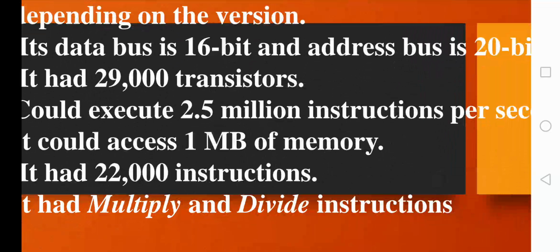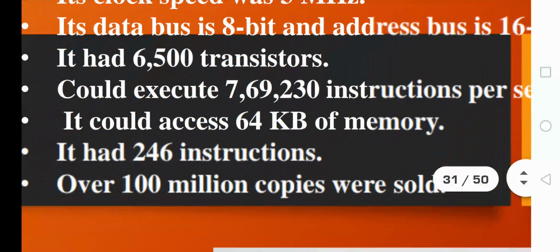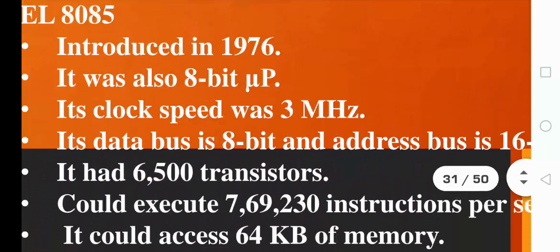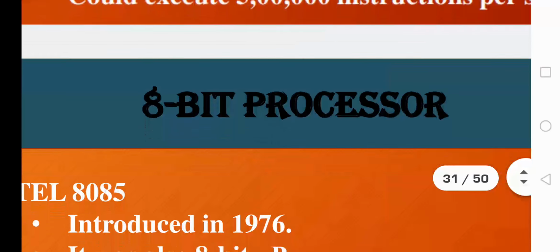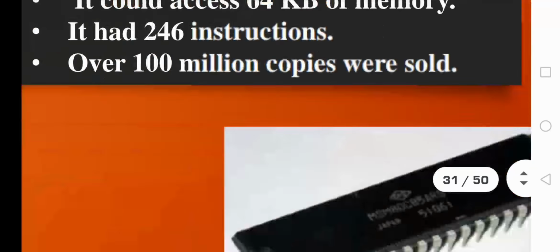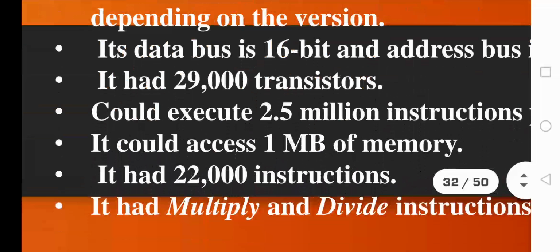See, I told you, now it is going to be millions. The last microprocessors that we studied were the 8085, and before that the 8080. They were able to execute only lakhs of instructions. But now this 8086 processor is able to execute 2.5 million instructions per second. That is, we have increased the number of instructions that a processor is able to process, 2.5 million in a second.